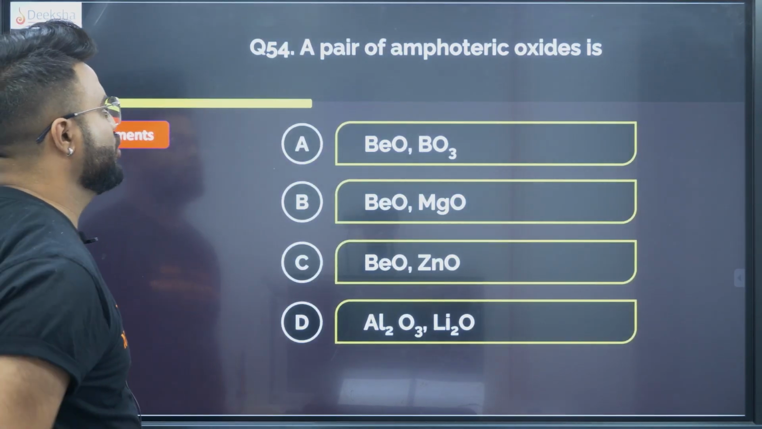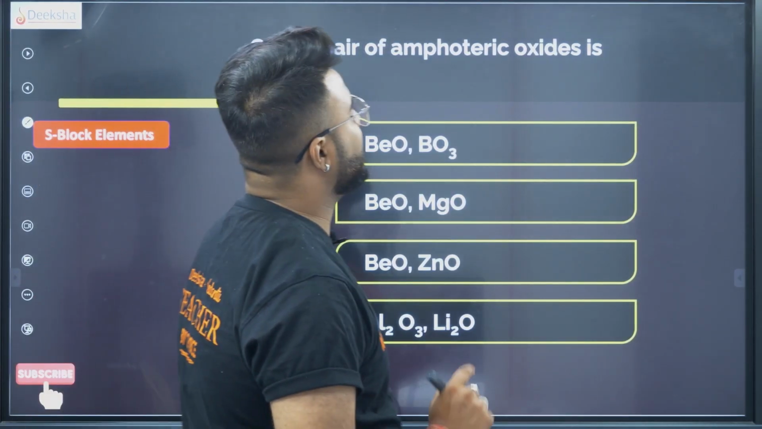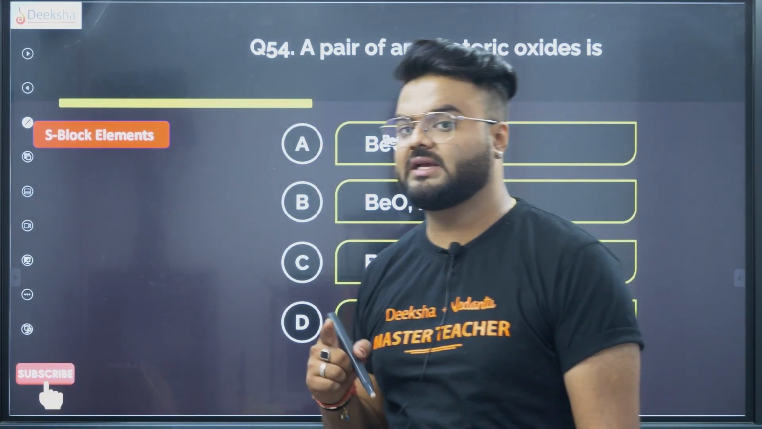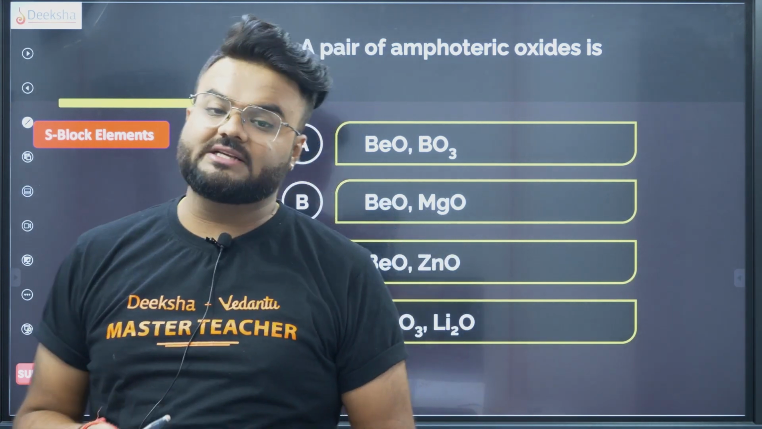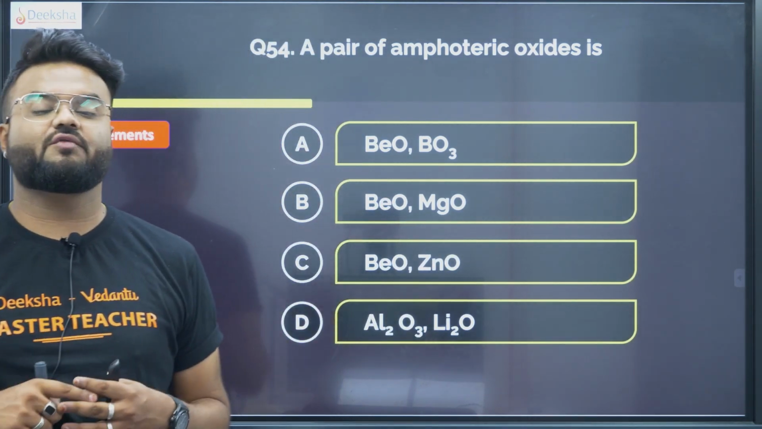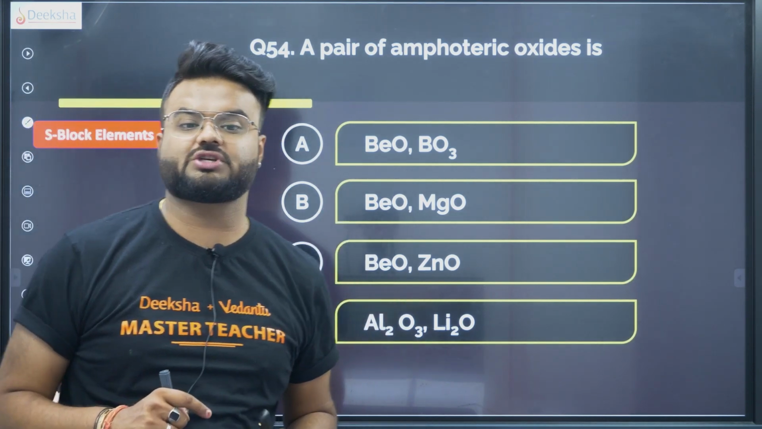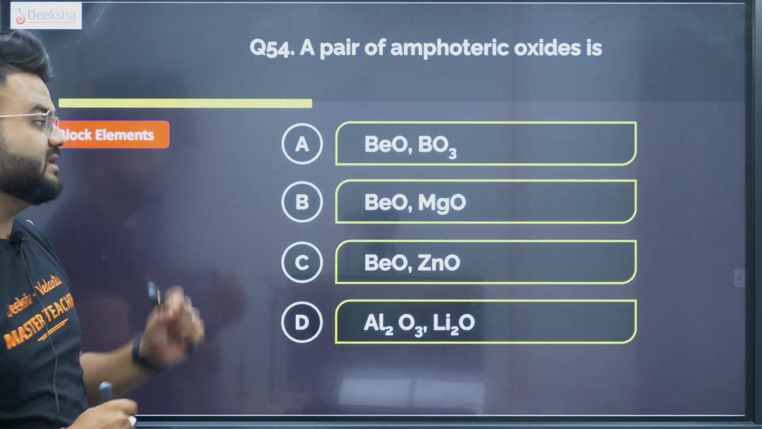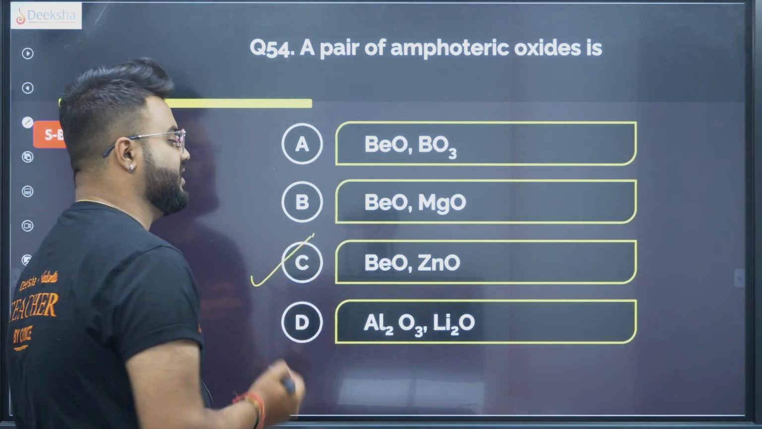Now coming back to 54. The correct pair of amphoteric oxides is nothing but those which react with both acid and base. Therefore, which is this? Again, this question is from the s-block elements, and the correct option will be beryllium oxide and zinc oxide.